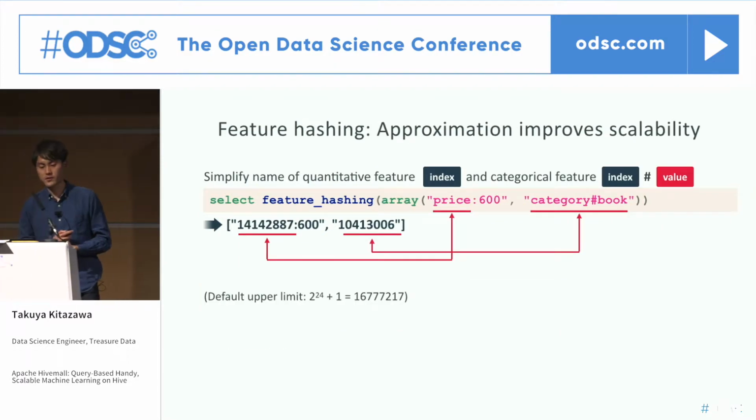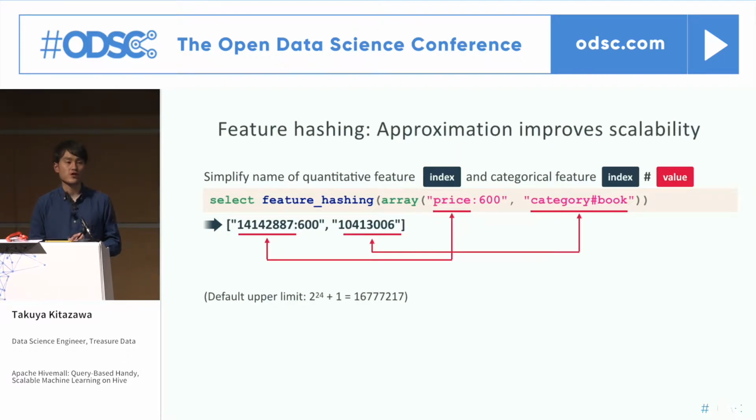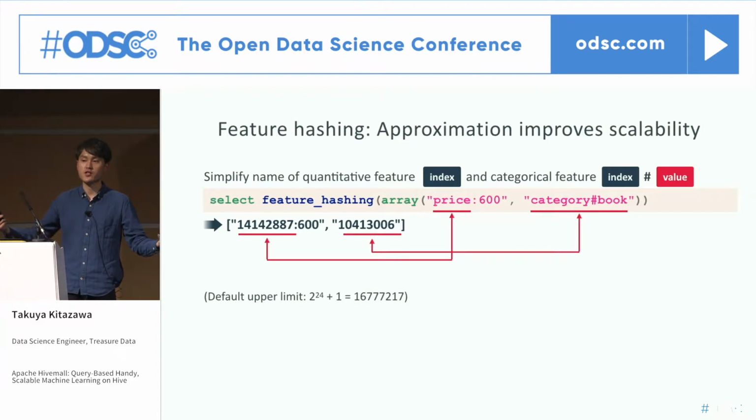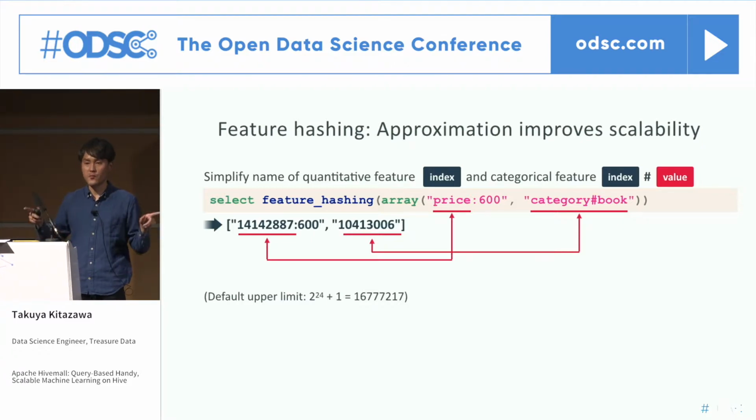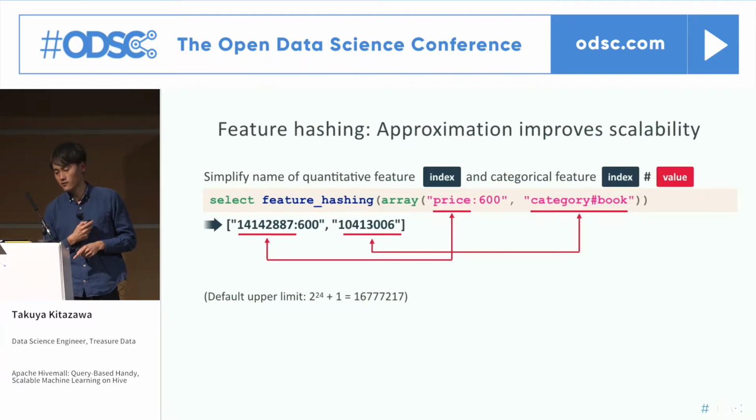For preprocessing, Hivemall also supports feature hashing. Feature hashing is very useful to approximate your high-dimensional data and to take advantage of some scalability on it. So you can apply feature hashing to the input feature vector created like before.